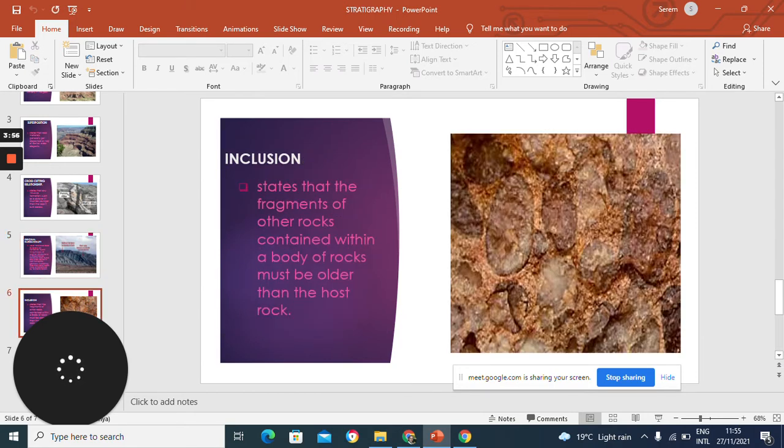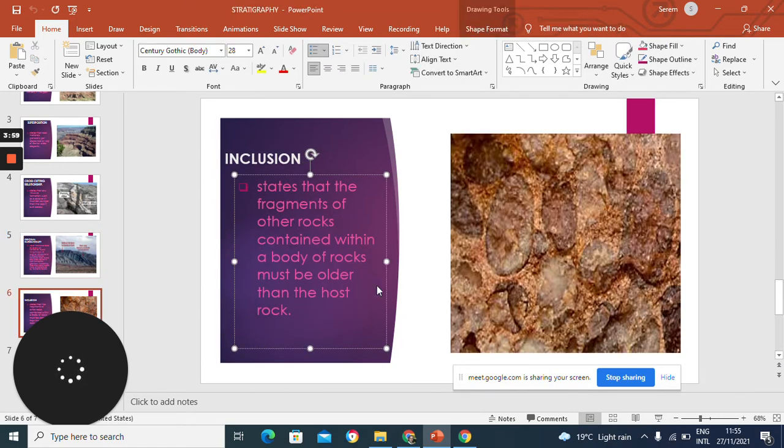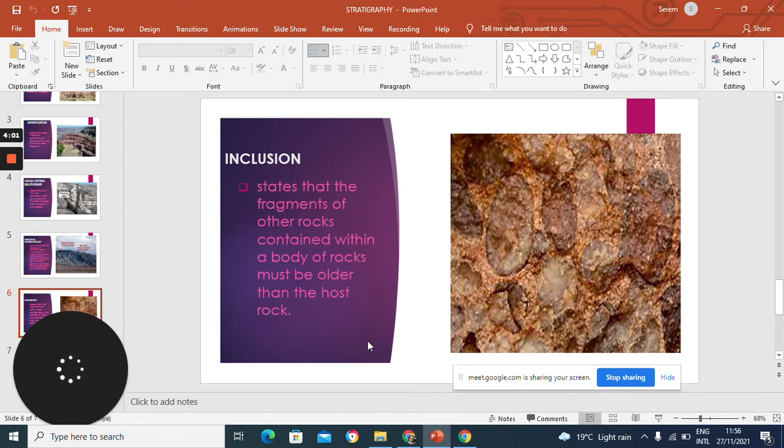Next, we have the principle of inclusion. The principle of inclusion states that fragments of other rocks contained within a body of rock must be older than the host rock. So it means that the host rock solidified in the presence of fragments of older rocks. What we can conclude is that the fragments indicated on our right side are older than the host rock.